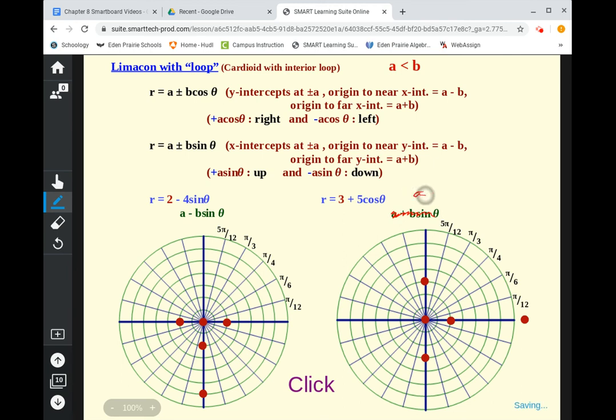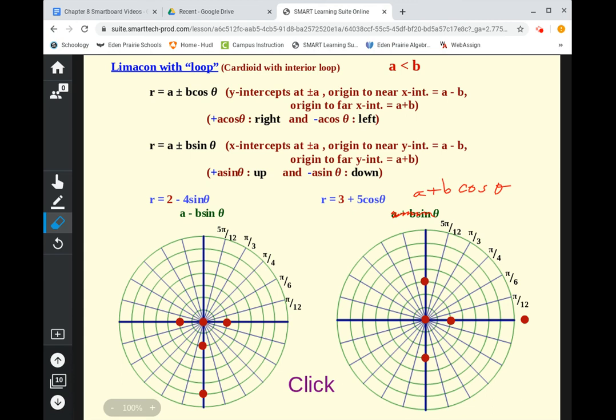It should be A plus B cosine of theta is the form of it. But anyway, if the y-intercepts are at plus or minus A, that's fine. That's the cosine. Your y-intercepts are plus or minus A. A in this case is 3, so I count up 1, 2, 3, and down 1, 2, 3. And then here are some tricky parts.